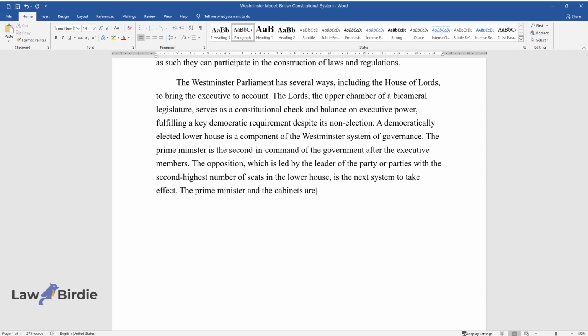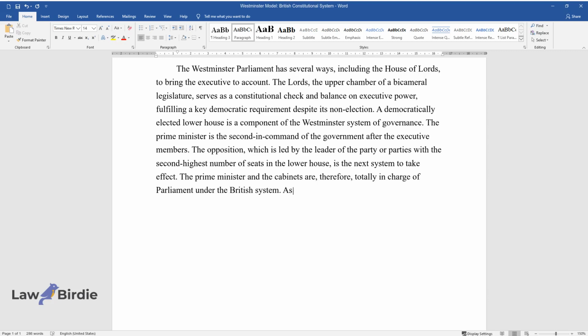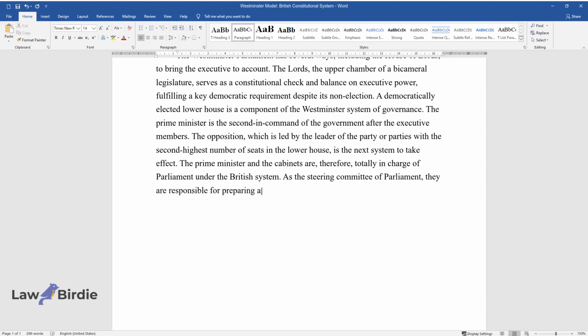The Prime Minister and the cabinet are, therefore, totally in charge of Parliament under the British system. As the steering committee of Parliament, they are responsible for preparing and passing the majority of legislation as well as the budget.